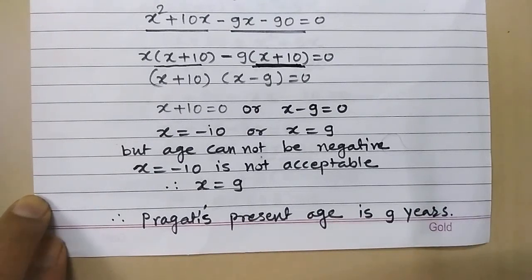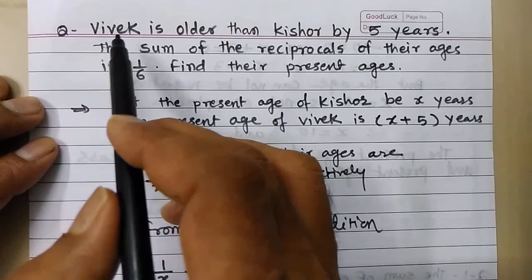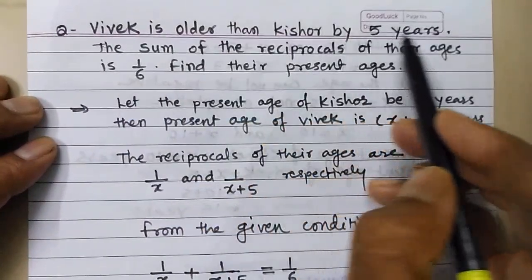In this way, we have to solve the word example. Here is the second example. Vivek is older than Kishore by 5 years.